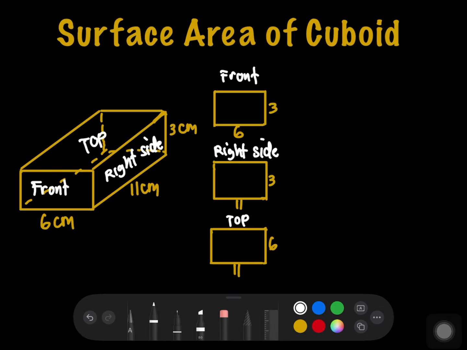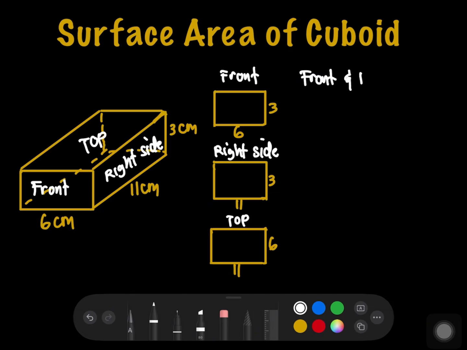to calculate the surface area of a cuboid. So in this example, with the measurement of 6 by 11 by 3 cm, let's first analyze the front, the right side, the top, the bottom, the left side, and the back part of this cuboid.